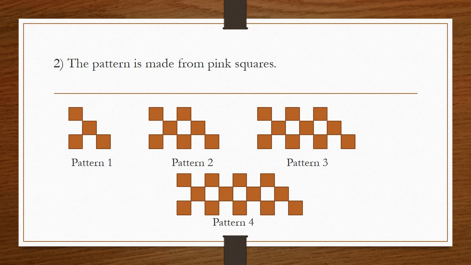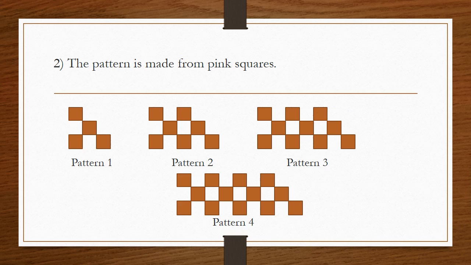So now see, what is question number 2? The pattern is made from squares. Here a pattern is given to us and it is made of squares, right? See pattern 1. How many squares are there in pattern 1? 1, 2, 3, 4. 4 squares in pattern 1. Then in pattern 2, 1, 2, 3, 4, 5, 6, 7. 7 squares are there. Then in pattern 3, how many squares are there? 10 squares are there. Then in pattern 4, there are 13 squares, right?